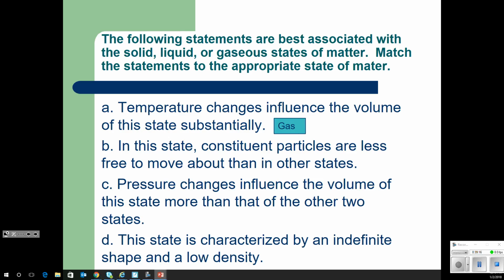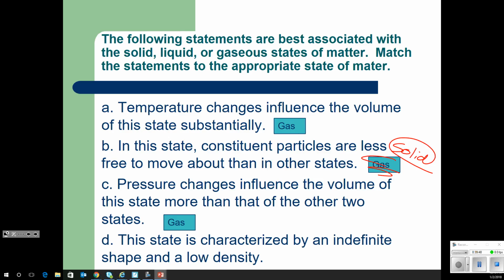Okay, in this state, constituent particles are less free to move about. This one's actually wrong when it was put up. So they're not allowed to move around. Solid, liquid, or gas? Solid. This one should be solid. That's wrong. You can see I did a copy paste and forgot to go back and fix. Next one. Pressure changes influence the volume of the state more than any of the other 2 states. It is gas.